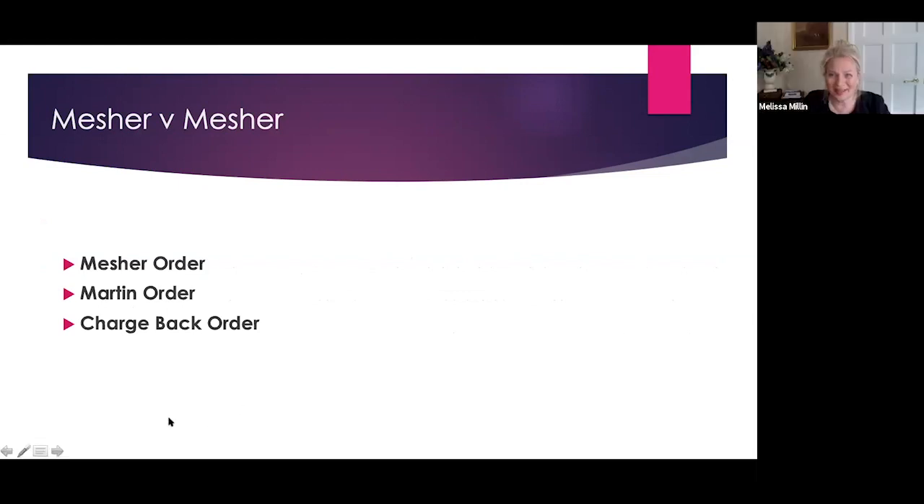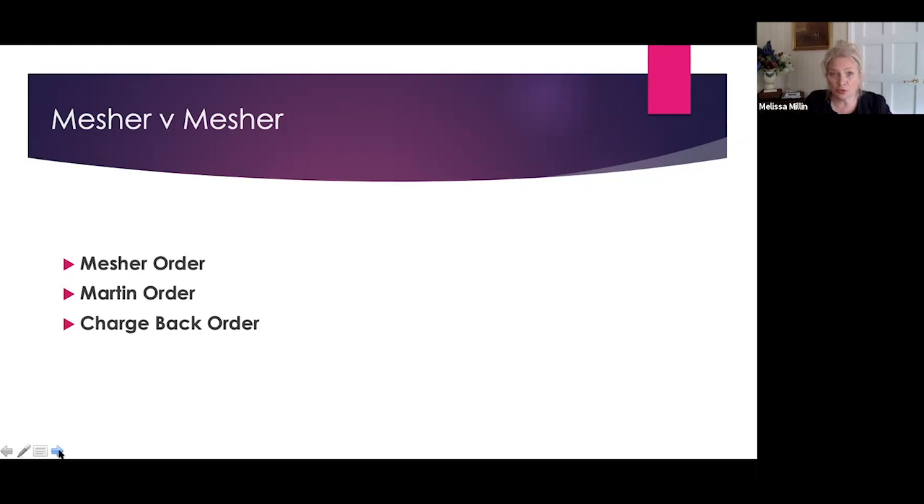Thank you, Vicky. My first case on the desert island is going to be Mesher v Mesher. That is where we get our Mesher orders from. That's one of the ways that we use to govern what will happen to the family home after a divorce. And in particular, what a Mesher order allows you to do is defer the sale of the family home until a specific period or perhaps a trigger event.